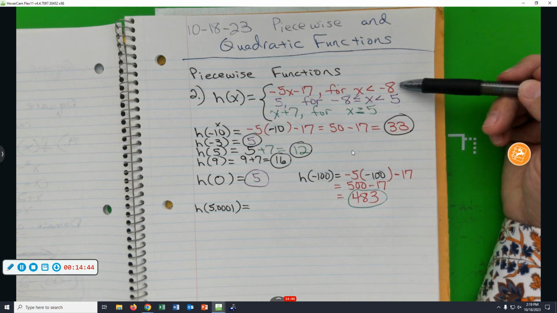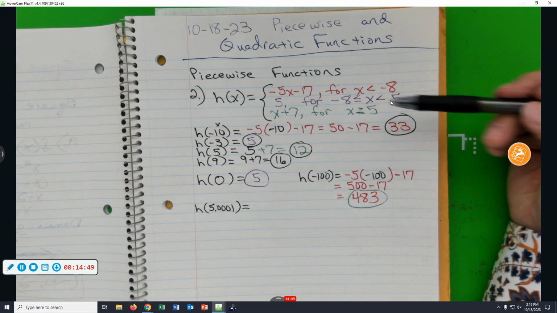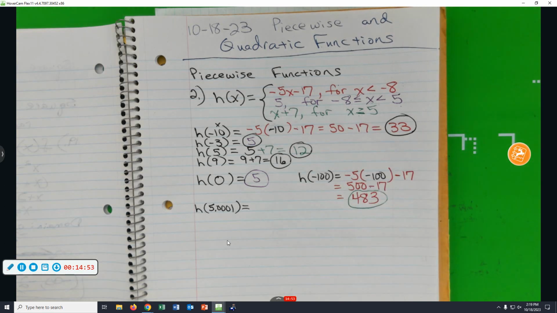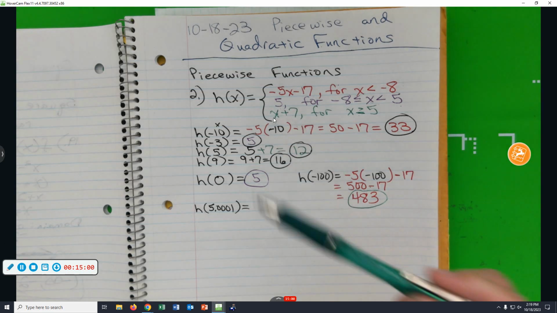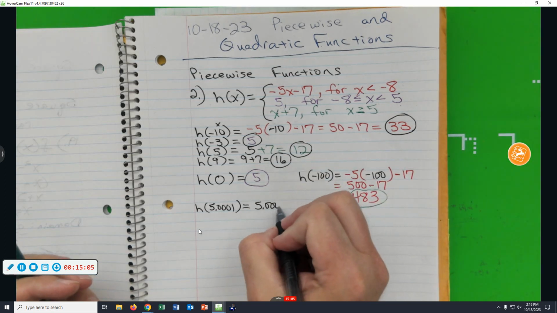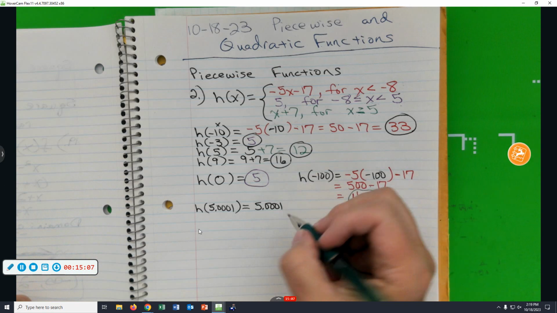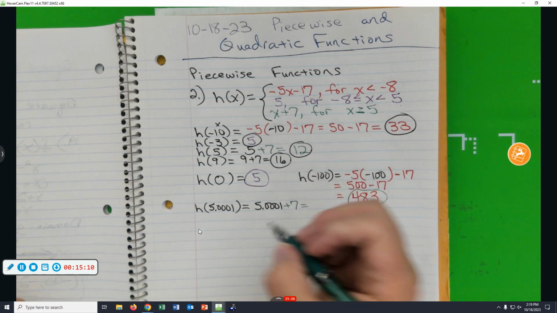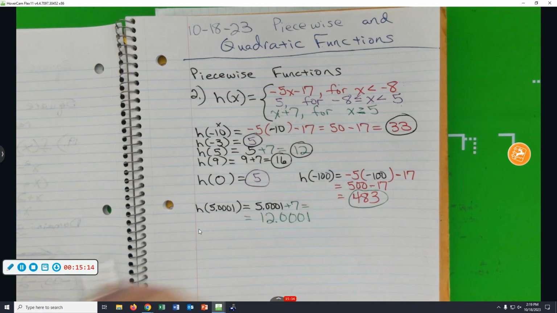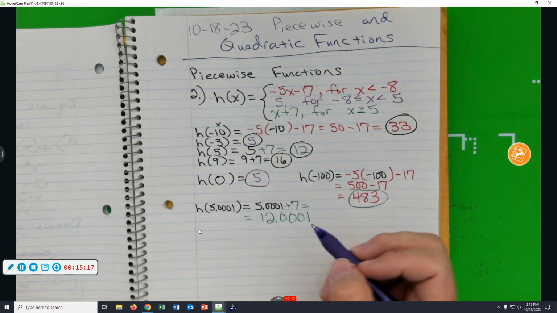Is 5.0001 less than -8? Is it between -8 and +5? Or is it bigger than +5? It's bigger than +5. So we have to use the green piece. That's 5.0001 plus 7. That gives us 12.0001. That's going to be significant.